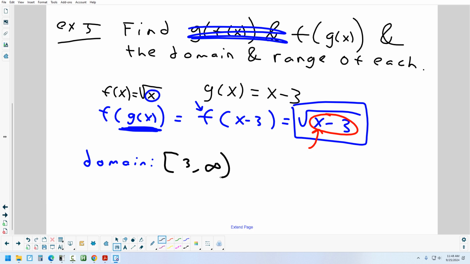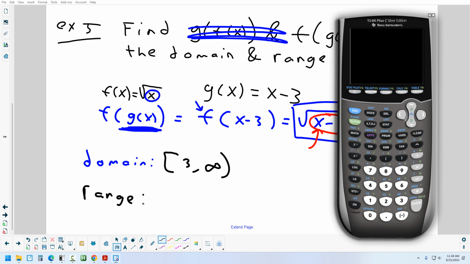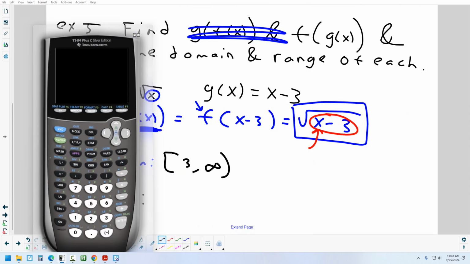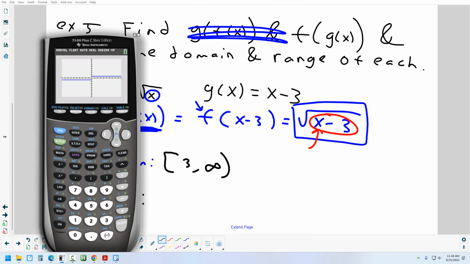Okay, so that's the domain. And now range. Well, step 1 was to find the domain. We already did it. Step 2 is to graph that, and we're going to look at it on the calculator screen and see how high and low it goes. So square root of x minus 3. Zoom 6. Let's try that.